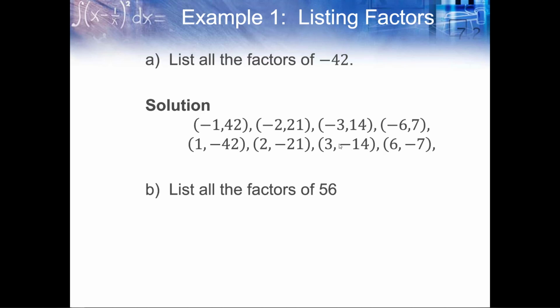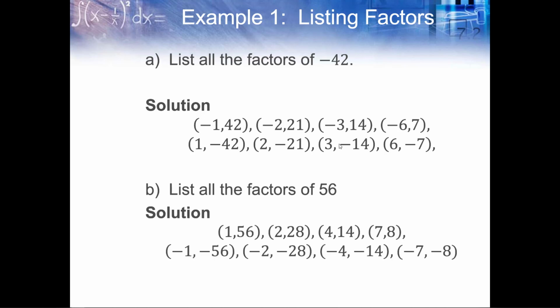Okay, let's take a look at another one. Here we're going to list all the factors of 56. And here we go. 1 times 56 is 56. 2 times 28 is 56. 4 times 14 is 56, as is 7 times 8. Since these are consecutive, we don't need to go any higher. And then also the negative of both numbers: negative 1 times negative 56, negative 2 times negative 28, negative 4 times negative 14, and negative 7 times negative 8.